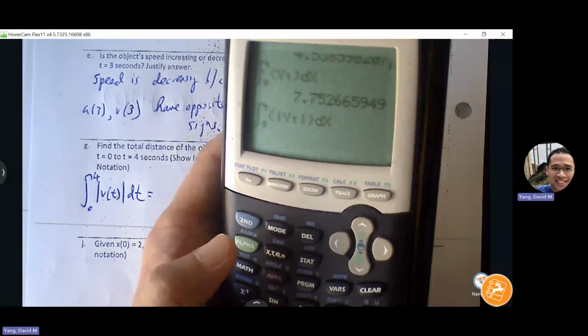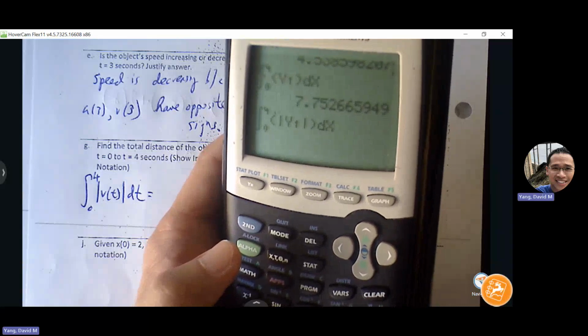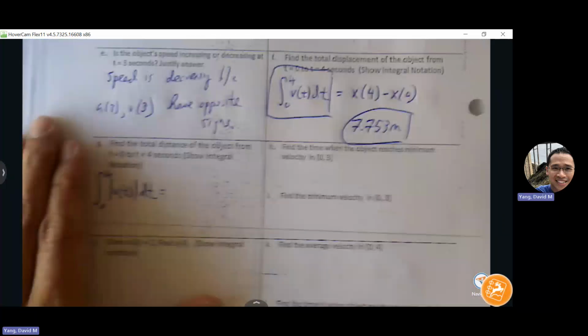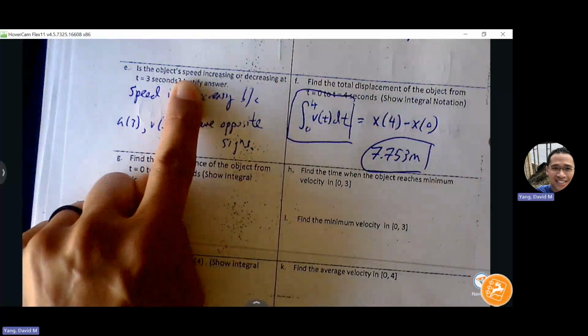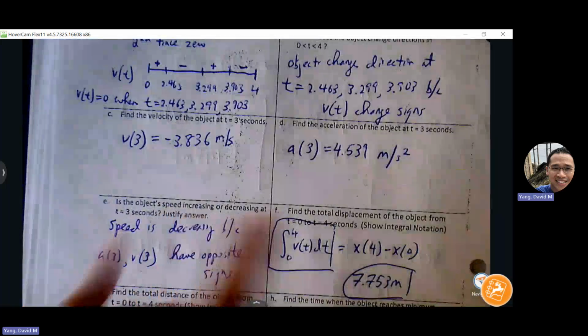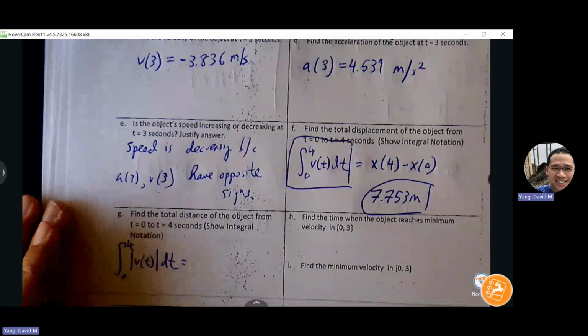Wait, for E, I remember like unit 5, you said like check the sign of the acceleration function only. Right, that is if the wording says, is the object's velocity increasing or decreasing? Then we just look at acceleration, but this is speed increasing, decreasing, so we gotta look at both signs. Oh, yeah, that's the distinction.